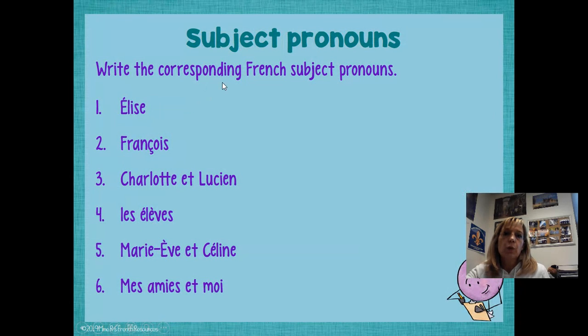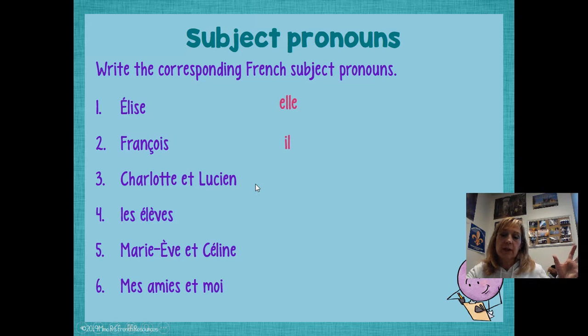Okay, so what would we replace Elise with in a sentence? Elise is a girl's name. And sometimes it helps to think about a sentence and use it in a sentence. So let's see, Elise likes oranges. In English, it would be she likes oranges. So it would be elle. François is a boy's name. François. Il. Charlotte et Lucien. Now, this is a boy and a girl.